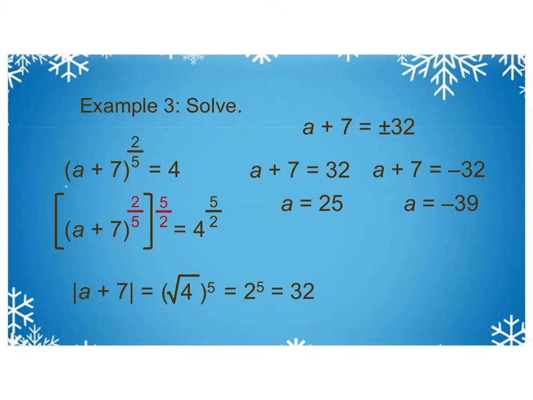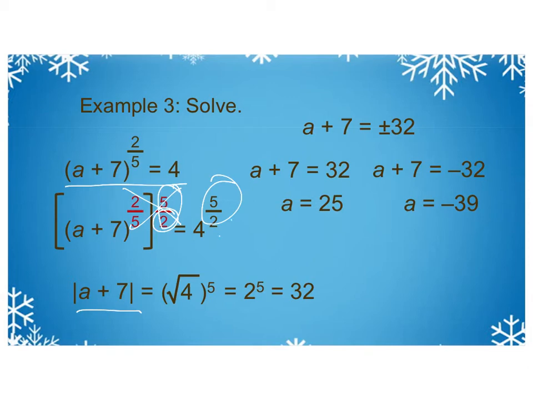Now, as you notice here, I've got a to the 2/5. So I'm going to raise both sides to the 5/2. Now that makes these go away because they multiply and become 1. So I have a plus 7. Now, the reason this has to be inside the absolute value sign is that I had an even radical.